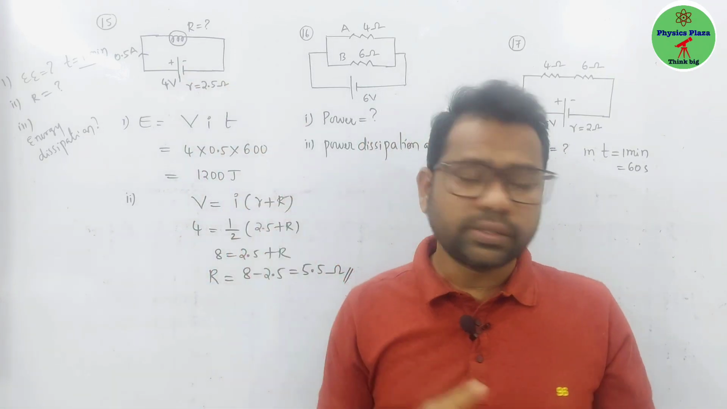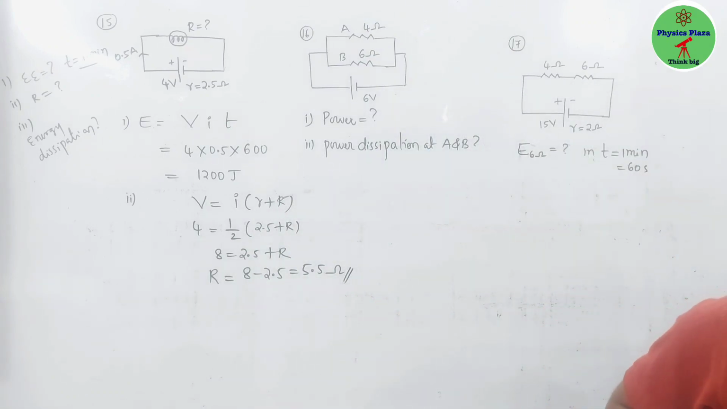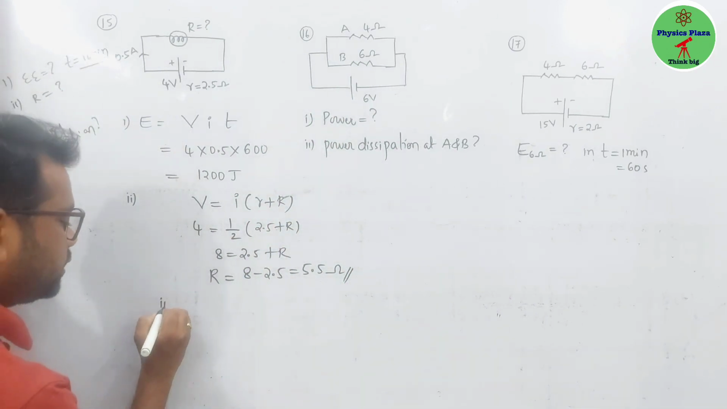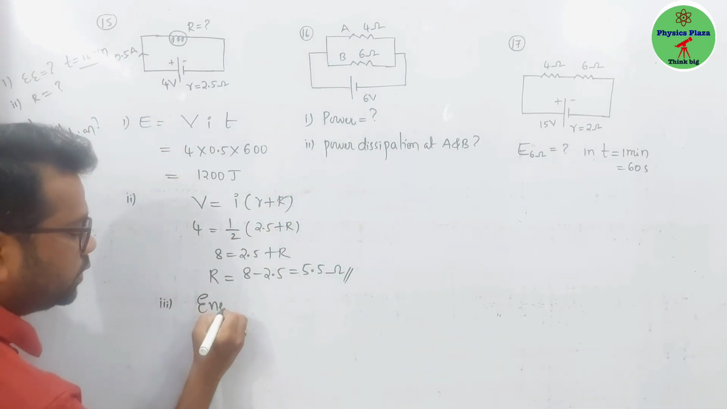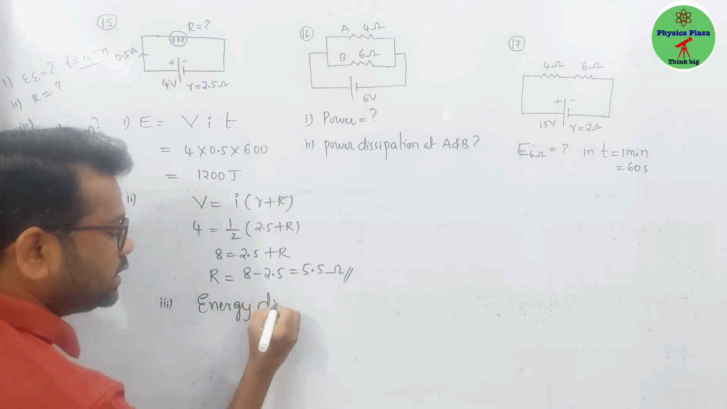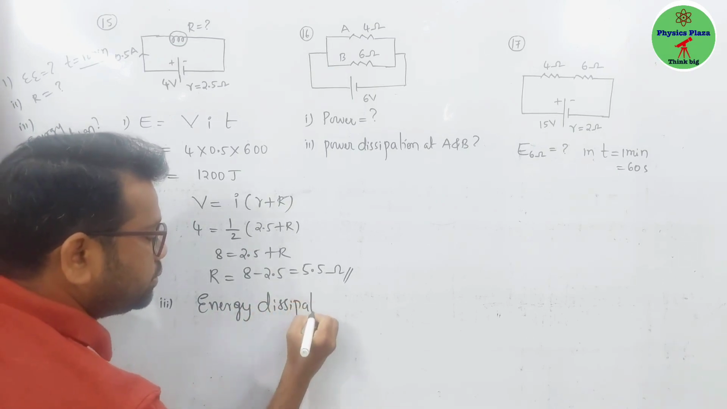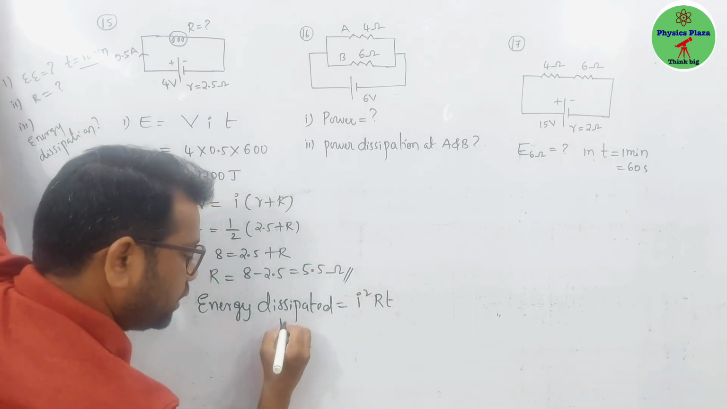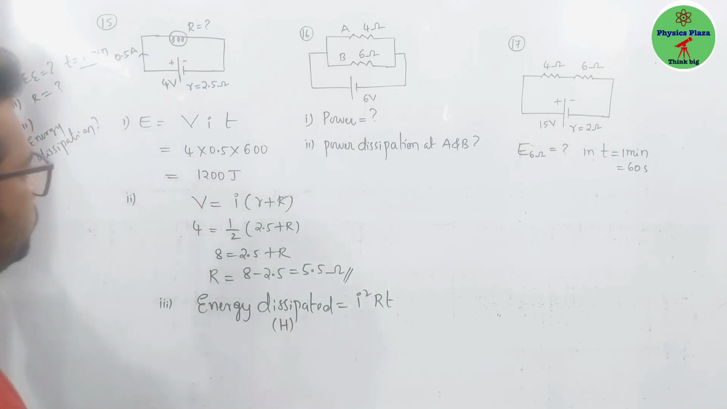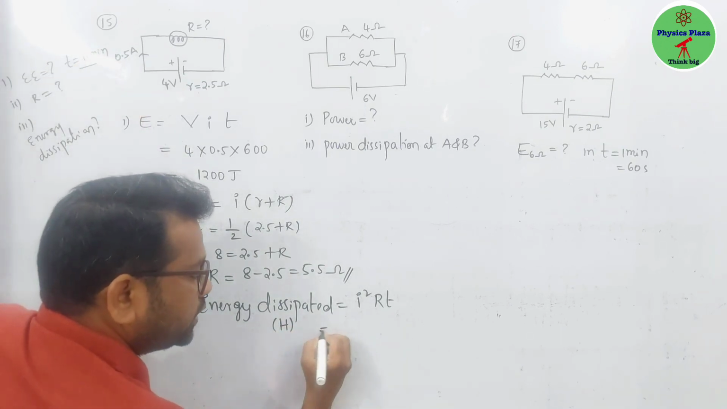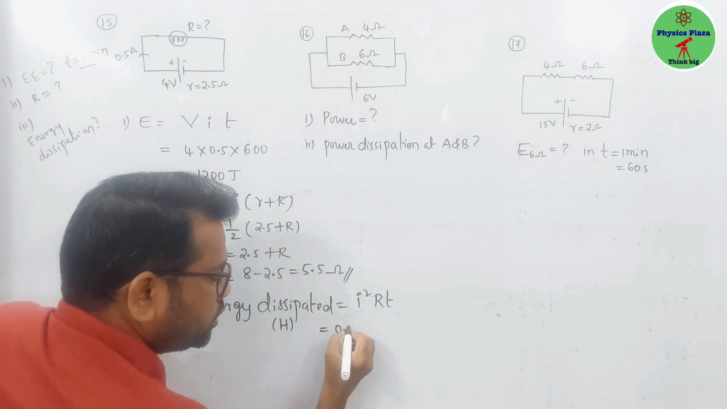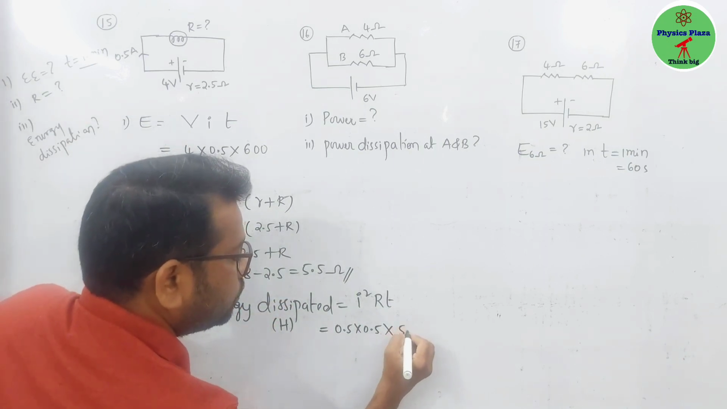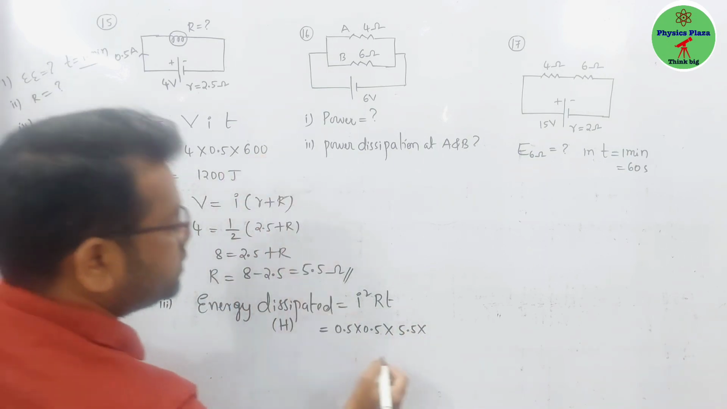Third part, they are asking us to calculate the energy dissipated. Children, whenever current passes through a resistor, in which form does energy get dissipated? In the form of heat. So, energy dissipation in the bulb here. The energy dissipated is given by I square RT, in the form of heat only, right? H is equal to I square RT. I value is 0.5, that is 0.5 square. So 0.5 into 0.5, R value is 5.5, and time is 600.